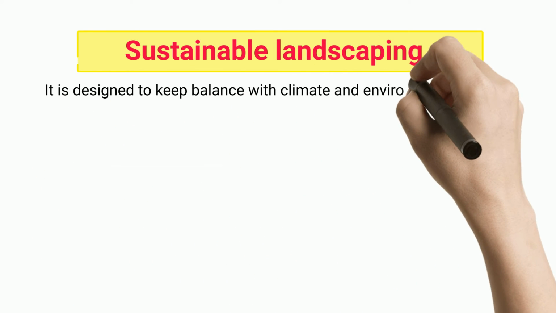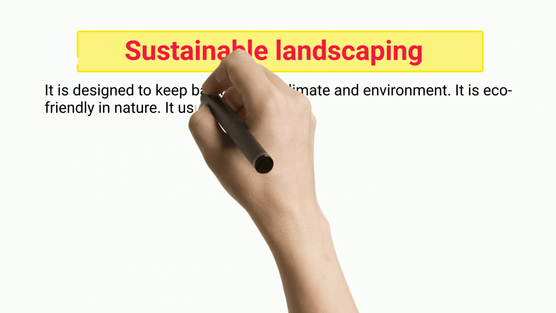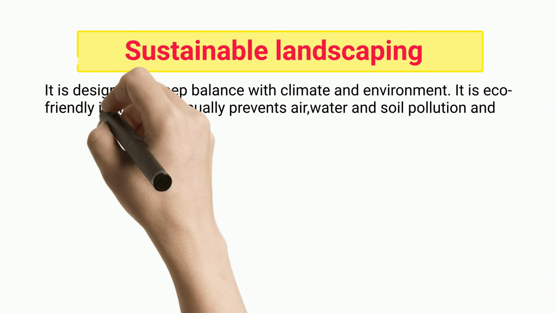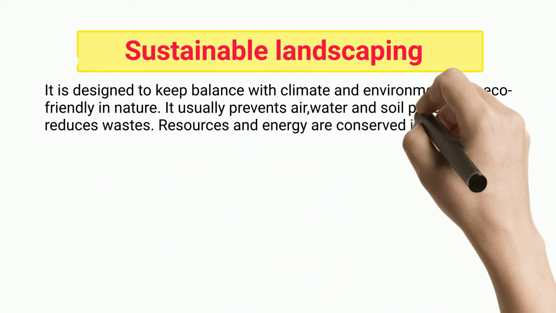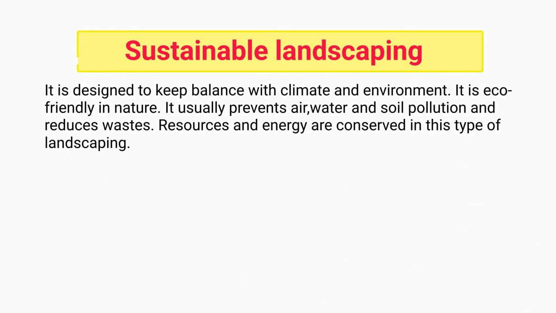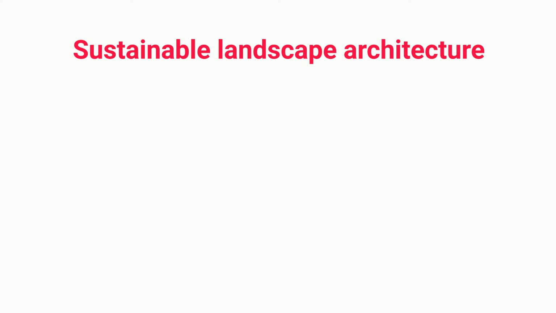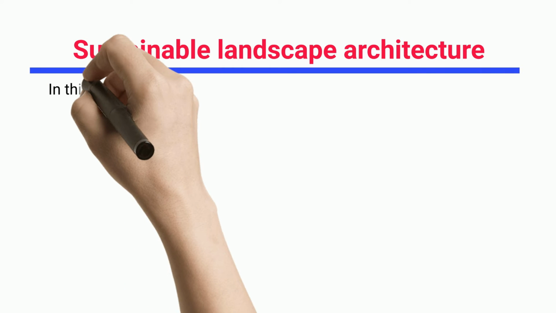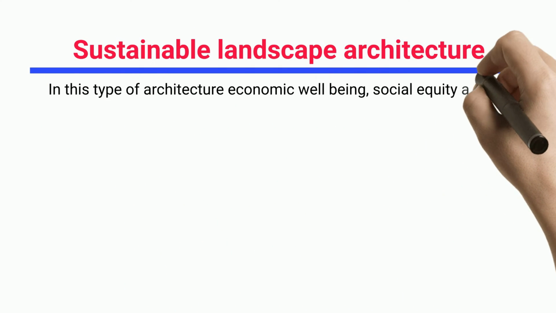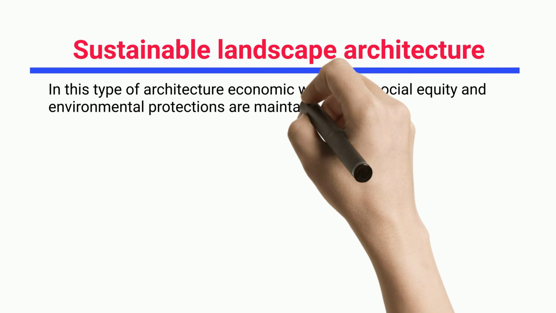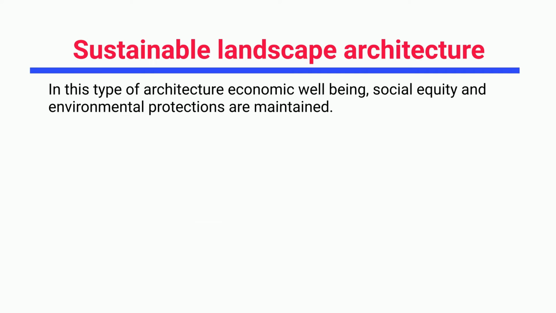Sustainable landscaping. It is designed to keep balance with climate and environment. It is eco-friendly in nature. It usually prevents air, water, and soil pollution and reduces wastes. Resources and energy are conserved in this type of landscaping. Sustainable landscape architecture. In this type of architecture, economic well-being, social equity, and environmental protections are maintained.